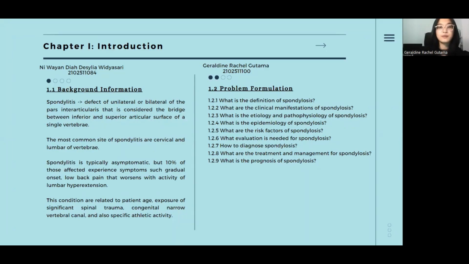Now I'm going to present the problem formulation, the objective, and the benefits of this student project. There are 9 problem formulations here, starting with the definition of spondylosis, the clinical manifestation, the etiology and pathophysiology, the epidemiology, the risk factors, the evaluation needed for spondylosis, how to diagnose spondylosis, the treatment and management of spondylosis, and lastly, the prognosis of spondylosis.